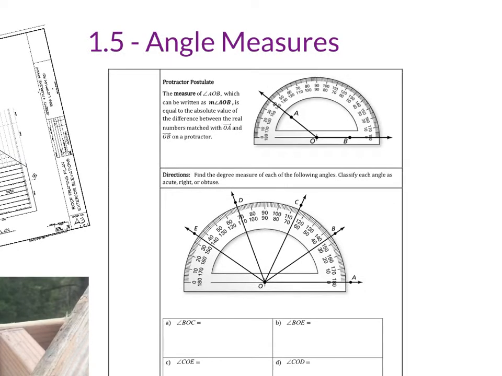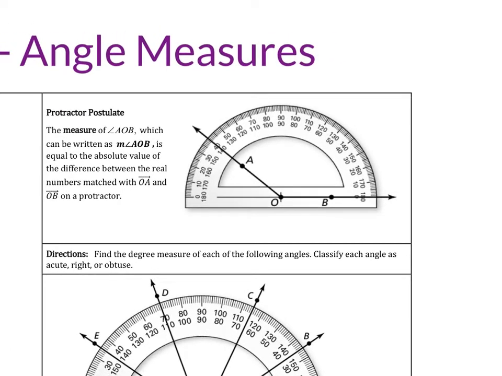An angle is where we have two rays that share an endpoint. When we measure angles, we're measuring in degrees. So when you think of an angle, think of the amount of rotation, all right? So when we measure it, if we go all the way around in a full circle, that's 360 degrees. If we just go halfway around like that, that's 180 degrees.